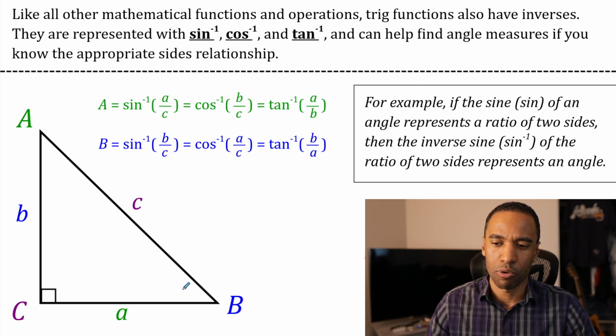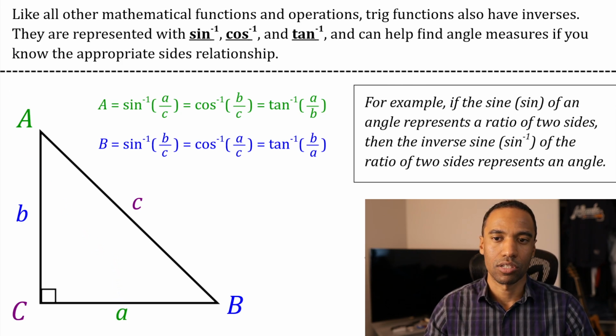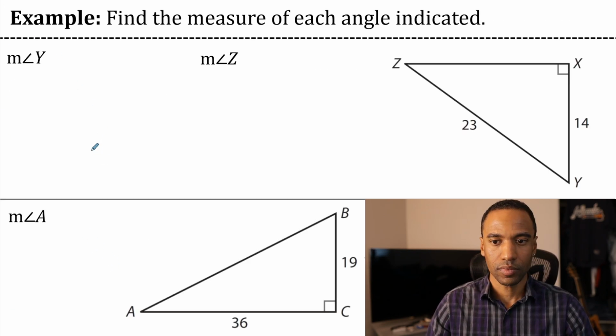If I want to find B's angle measure, I could use inverse sine if I knew its opposite and hypotenuse. Or its adjacent over hypotenuse, I'd use cosine. Remember SOHCAHTOA when I'm saying all this stuff. And then tangent, opposite over adjacent, if I knew those things. So let's take a look at a couple examples here, see what we're talking about.